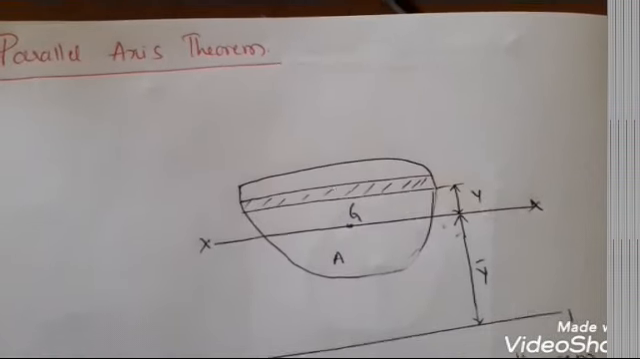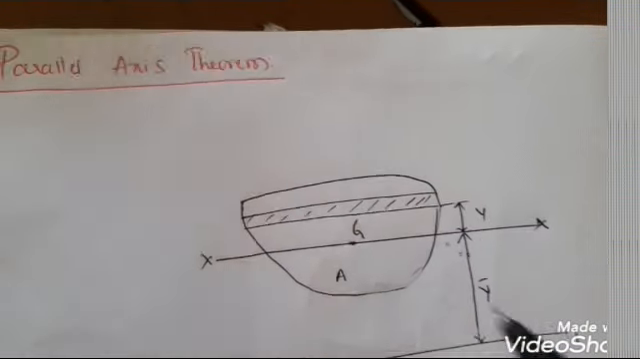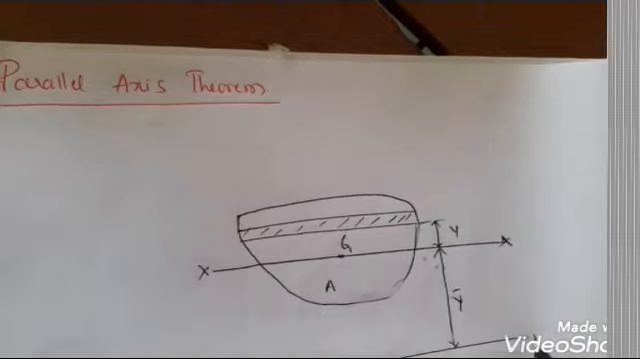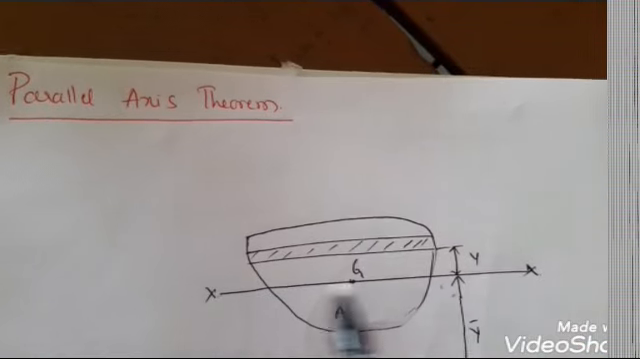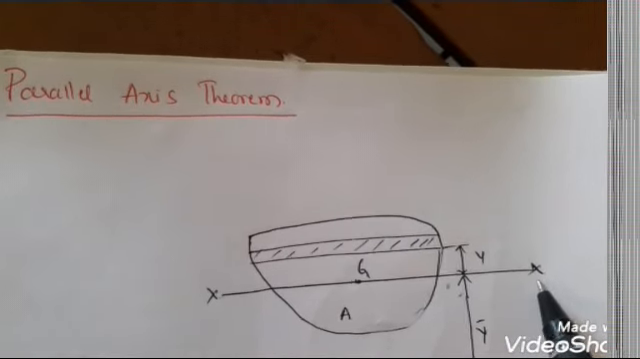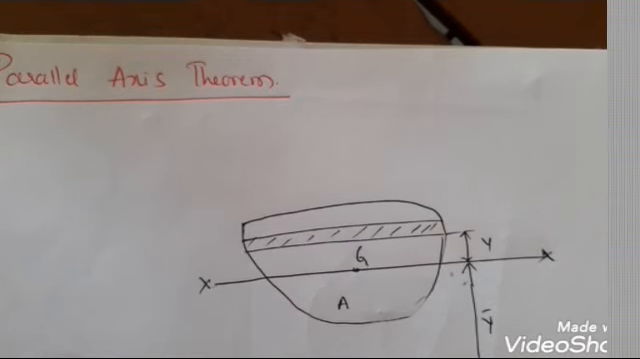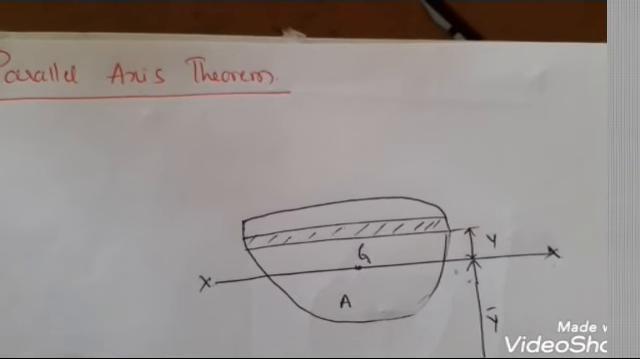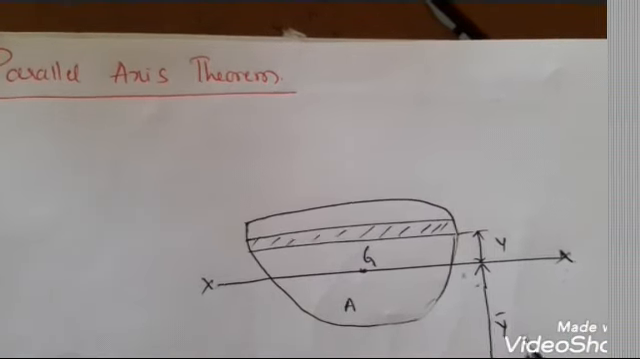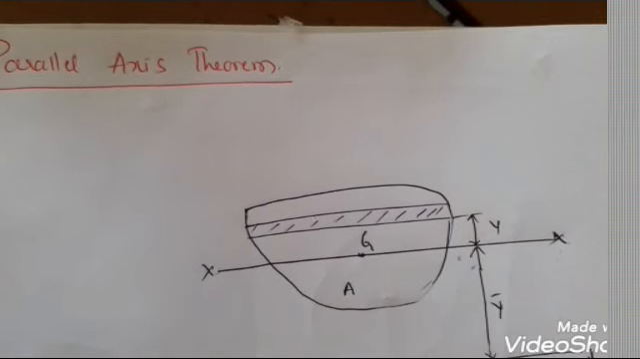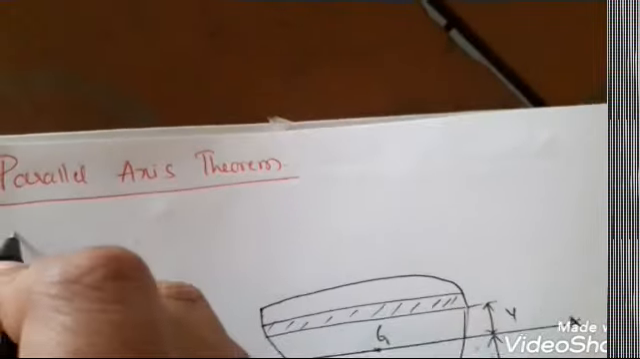This theorem states that the moment of inertia of a plane figure about an axis 1 parallel to the centroidal axis, here x is the centroidal axis, then I1 is equal to the sum of moment of inertia about the centroidal axis, that is I bar x, and the product of area of the plane figure and square of the distance between the two axes. So let us write the statement.